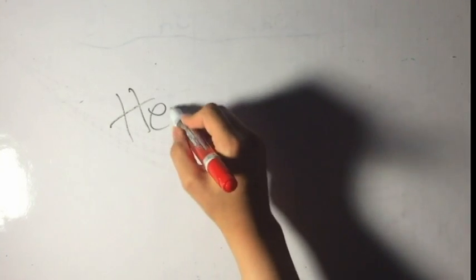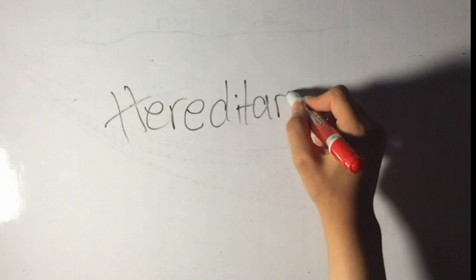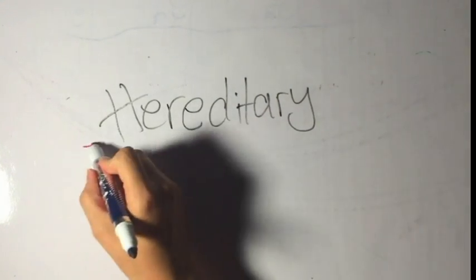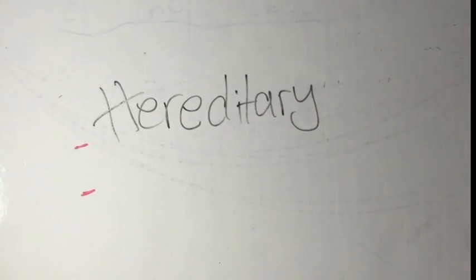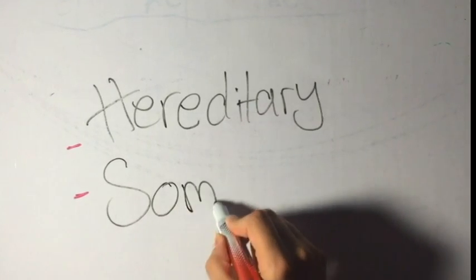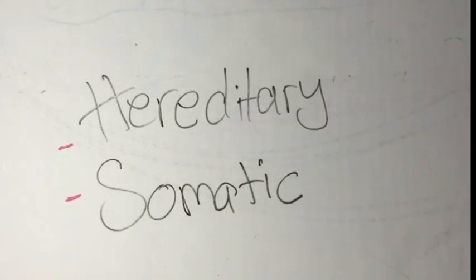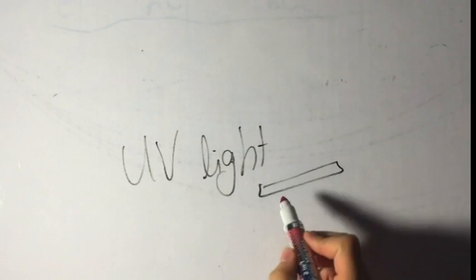There are two ways to classify gene mutations: hereditary mutations, known as the germline, which are inherited from the parent and are present in every cell in the body, and then somatic mutations, which are present only in certain cells in the body and are caused by environmental factors, as I said, the UV light and the cigarette smoke.